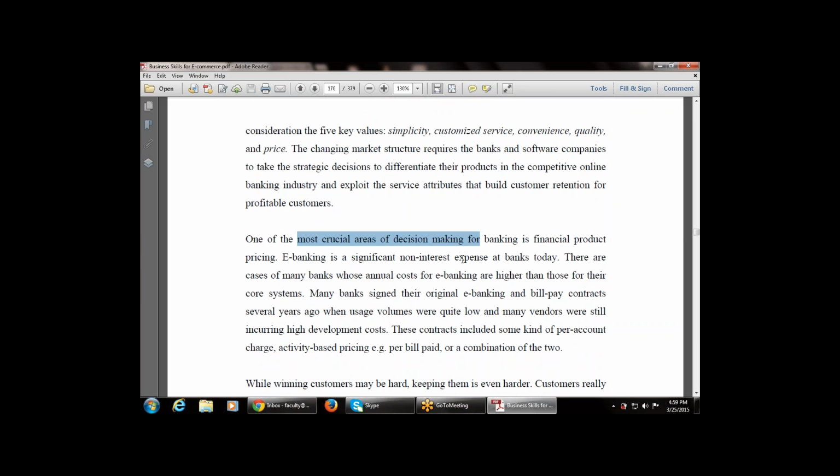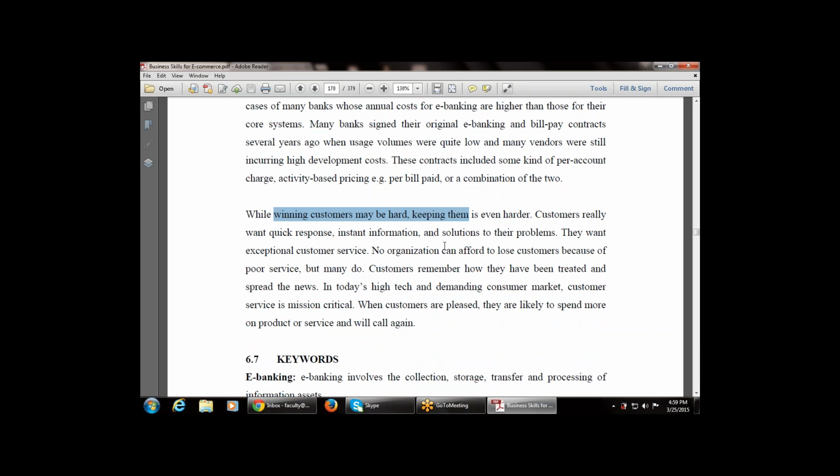One of the most crucial areas of decision making for banking is financial product pricing. This is also one of the major areas, because most of the companies offer different prices. Suppose if I want to purchase a pen drive, there are different options, with different pricing available from different companies. For example, Flipkart uses different pricing, and Amazon.com also uses different prices.